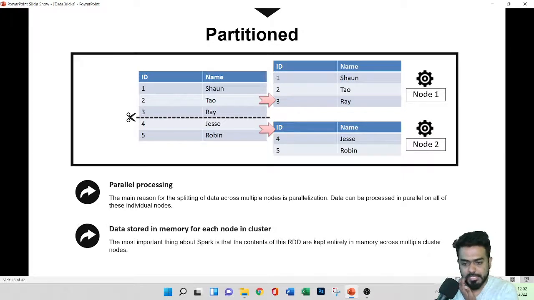This is when we talk about partition, which of course gives us parallel processing. The main reason for splitting data across multiple nodes is parallelization, so data can be processed in parallel on all of these individual nodes. As an example, we have two nodes where the data has been split across them, right? And data is stored in memory for each node in a cluster. That is the most important thing about Spark: the contents of this RDD are kept entirely in the memory across the multiple cluster nodes.